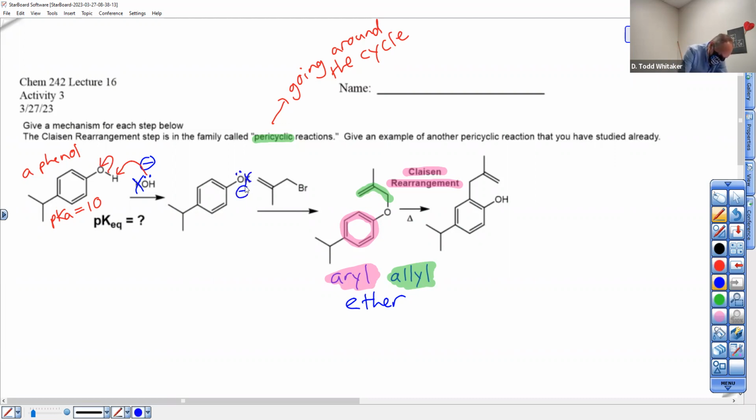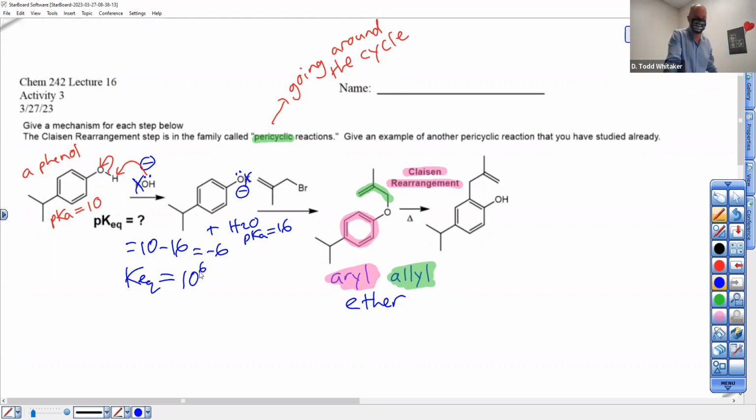You don't have to draw me anything. Apparently, we have to calculate pKeq. 10 minus H2O is 16, right? Keq wasn't asked for, but if it was, 10 to the 6th. So there's a nice way to take the H off of a phenol. And that next reaction, what would you have to call that? That's an oldie but a goodie too. First one was chapter 4. Chapter 4, acid base.